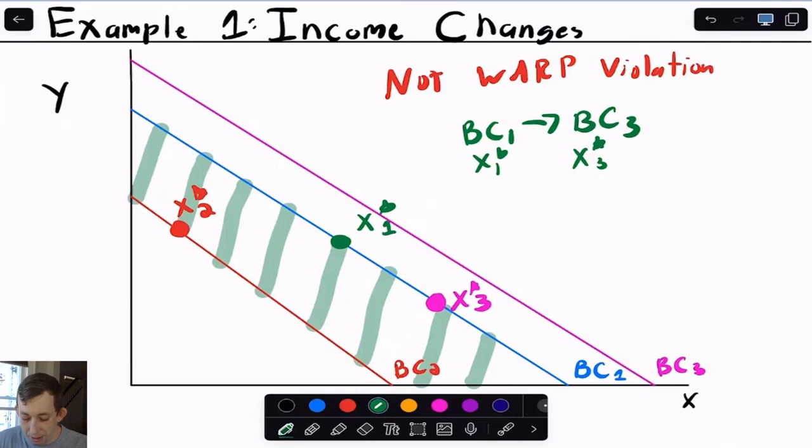So it is going to be a WARP violation, because you reversed your preferences even though both bundles were affordable to you under both sets of prices and both incomes. So again, with income changes, you really have to be careful. What are you choosing, and what was affordable to you under both budget constraints? And again, if there are questions, feel free to put those in the comments below.